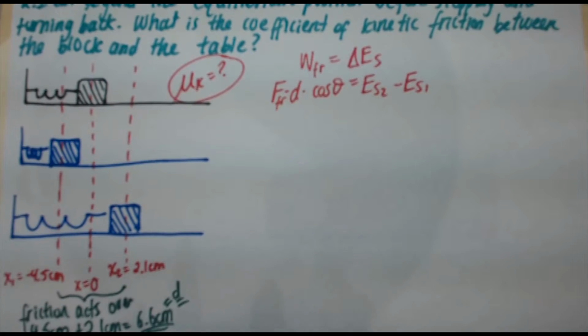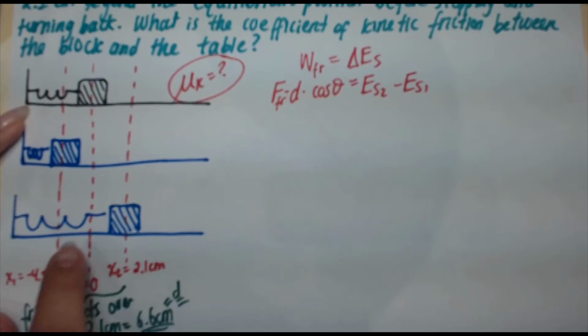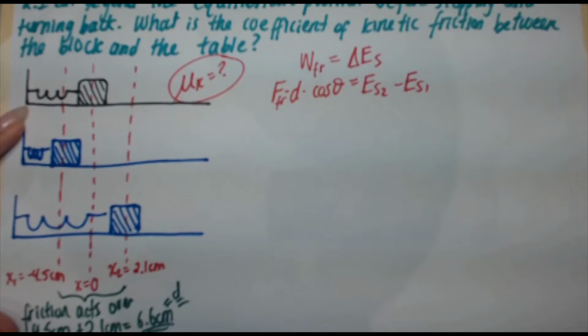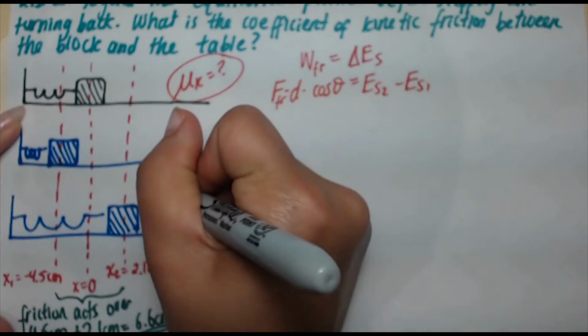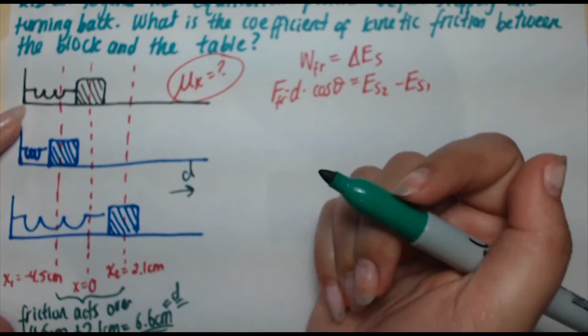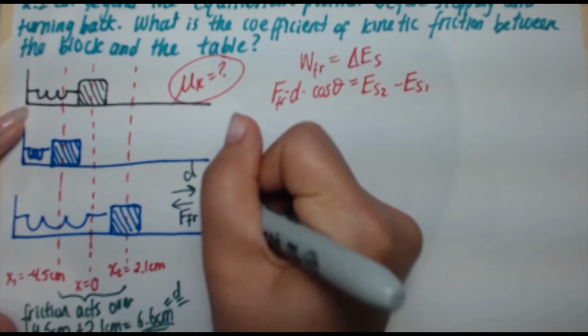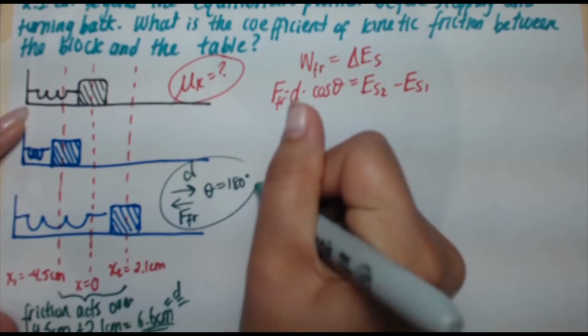So to figure out the angles, take a look at this. When you release the block at this position, it's going forward, right? So the distance is going in this direction, but friction's opposing it. Friction's going in the opposite direction. So the angle between those two is 180 degrees.